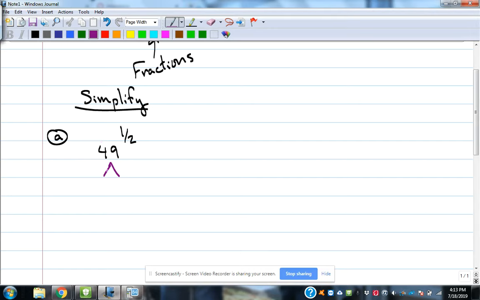So here we have 49, which we know is 7 times 7. So this is really 7 squared to the 1/2 power. And then we can utilize our exponent rules: anytime there's an exponent outside of the parentheses, the rule is to multiply those together. So we take 7 squared to the 1/2. You say 1/2 times 2 would be 1. So that's 7 to the first power, which we know is 7. So that reduces down to be 7.